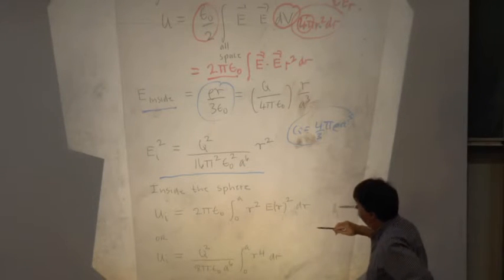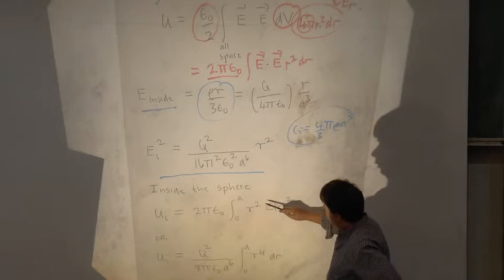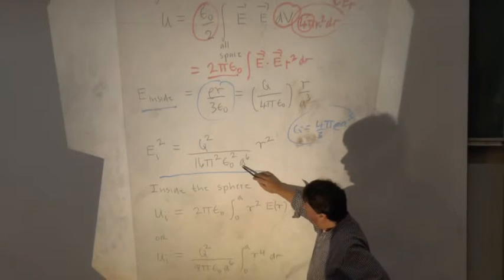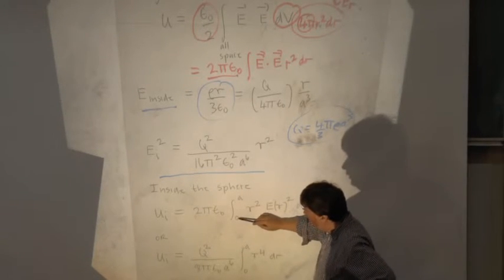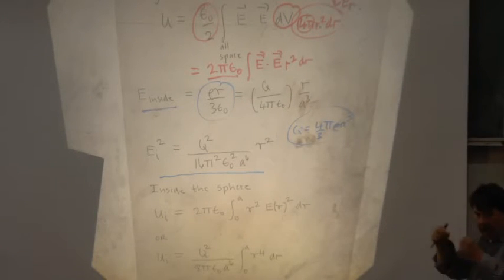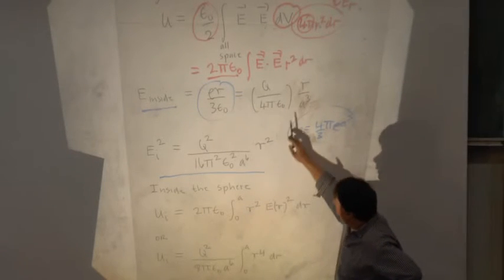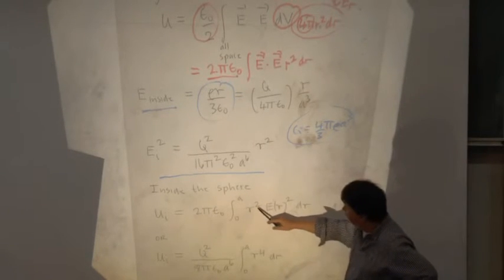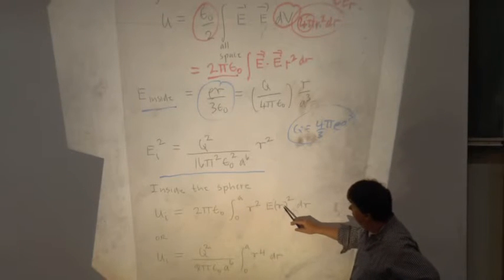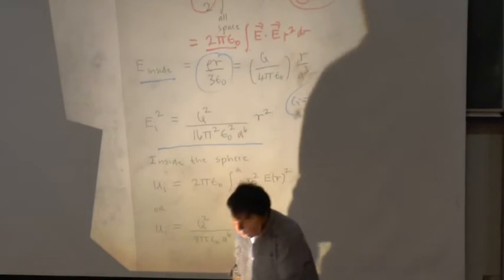So inside the sphere, what we've got to do to get the total energy inside is integrate from 0 to a. We're now starting at the centre of the sphere and integrating outwards to r equals a. And of course the only functional dependence is that we've got r squared E squared dr. So again, it's an extremely straightforward integral.